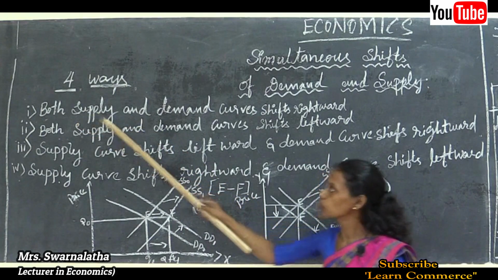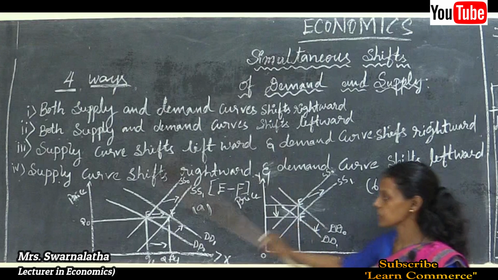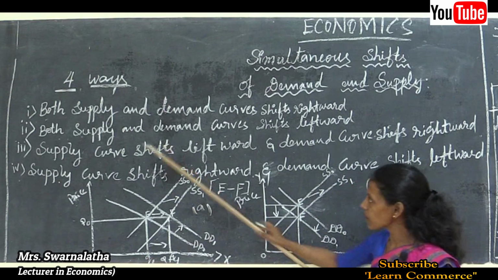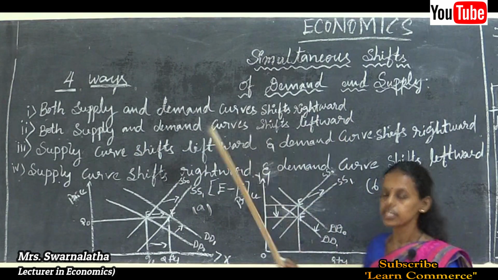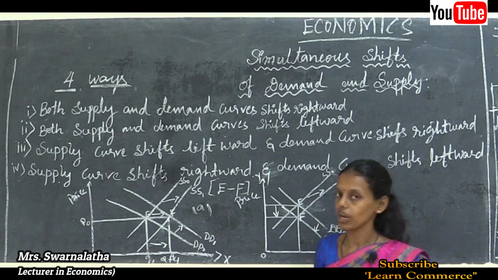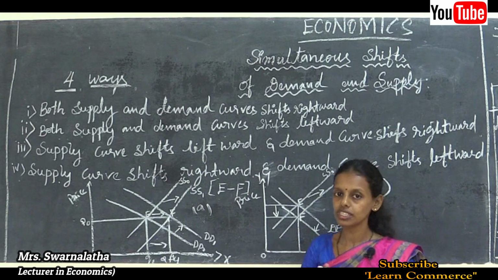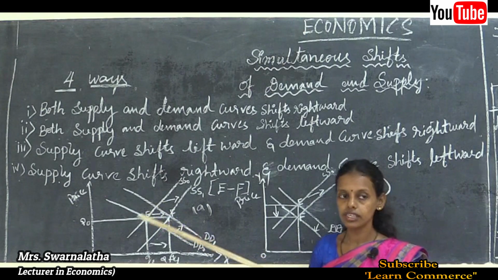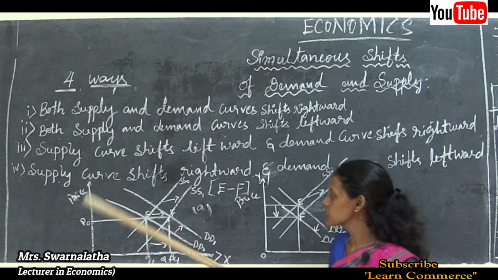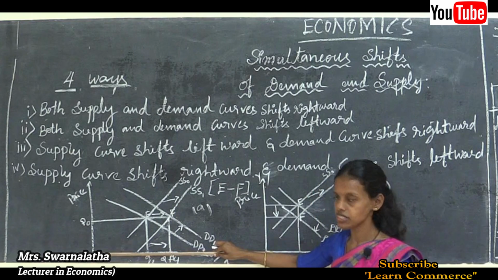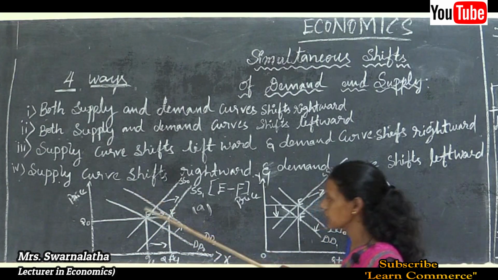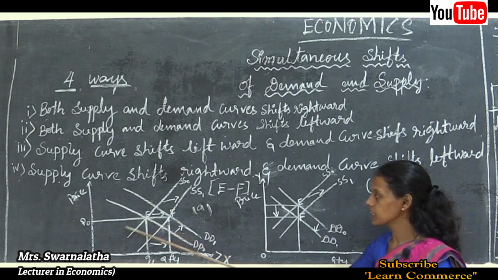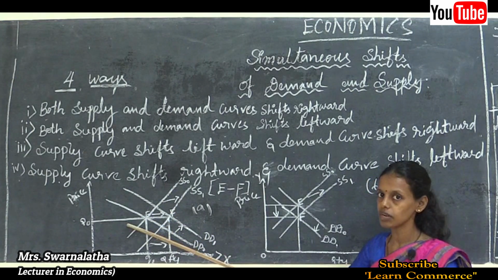First condition, both supply and demand curves shift rightward. It is due to the increase in the quantity of production. Both supply and demand curves shift leftward. It is due to the decrease in the quantity produced. Quantity of production decreases because of any technical progress or because of any market situations. Demand reduces. So, that is the demand curve shifting from F to E, that is DD1 to DD0, a leftward shift in the demand curve.